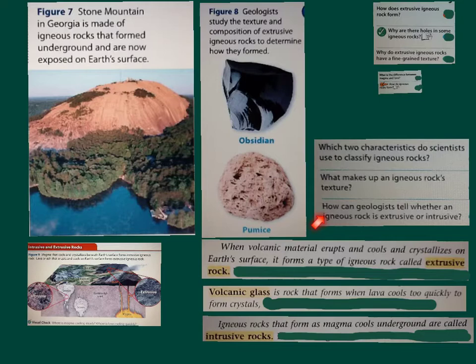I also want to make sure that you have written down this vocab word, intrusive rock. Intrusive rock is igneous rock that forms as magma cools underground. That vocab word needs to be in your science journal. So go ahead and pause it, write the word, write the definition, and be ready to move on.